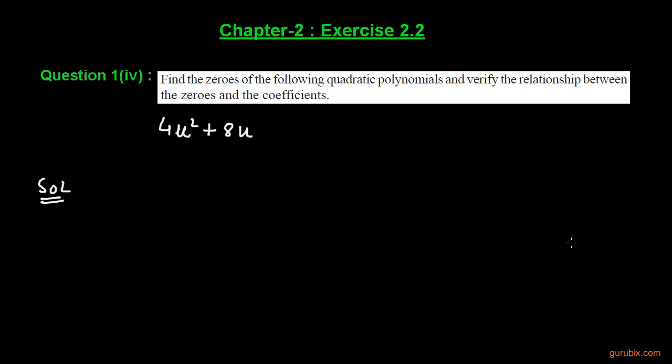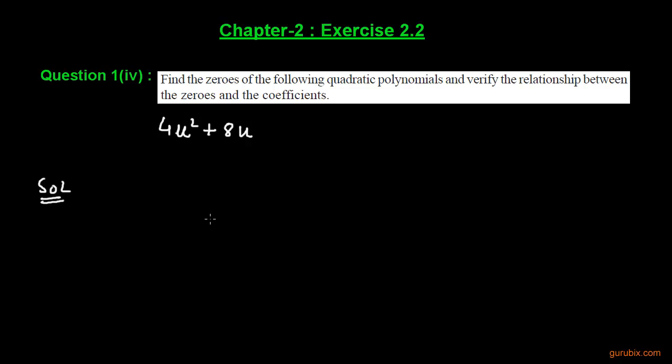Welcome friends. Here is the fourth part of question number 1 of exercise 2.2 of chapter 2. And the question says find the zeros of the quadratic polynomial and verify the relationship between zeros and the coefficient. So let us see how to do it.